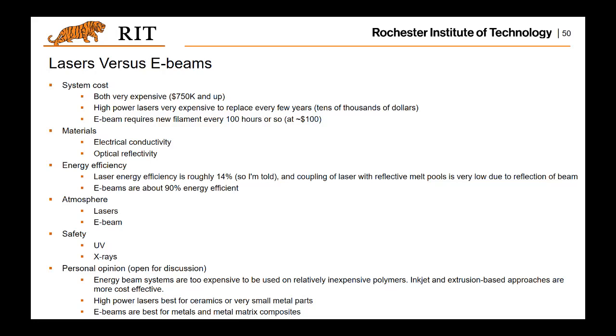And the materials, basically it depends on the electrical conductivity and optical reflectivities. These are the considerations if you choose the materials. They are highly energy intensive processes. For the laser, the energy efficiency is roughly only 14%. On the other hand, the electron beams are about 90% energy efficient.